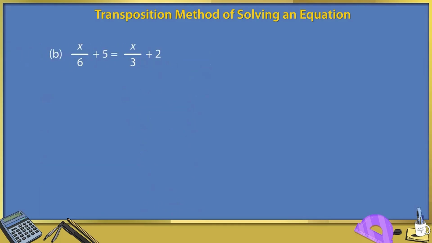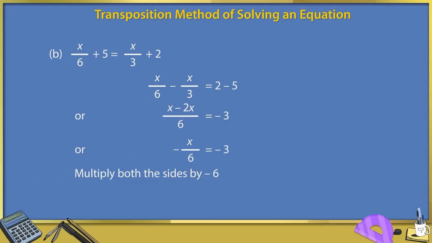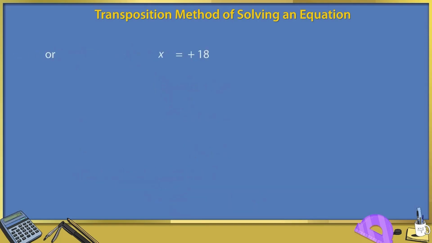B. x by 6 plus 5 is equal to x by 3 plus 2. x by 6 minus x by 3 is equal to 2 minus 5, or x minus 2x by 6 is equal to minus 3, or minus x by 6 is equal to minus 3. Multiply both the sides by minus 6. Minus x multiplied by, in the brackets, minus 6 by 6 is equal to, in the brackets, minus 3 multiplied by, in the brackets, minus 6, or x is equal to plus 18.